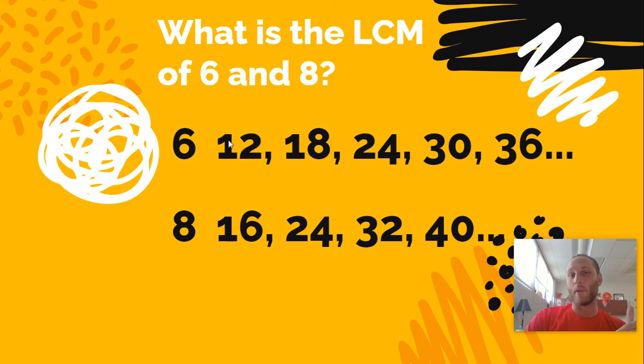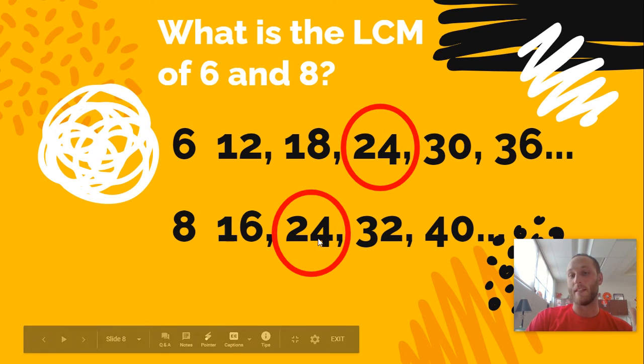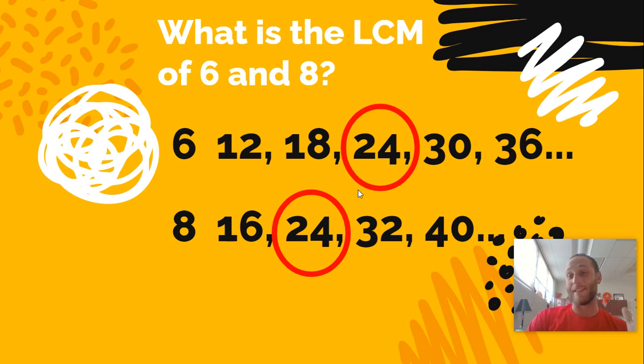So then I'm looking through both of these. Oh, I see that 24 shows up in both places, and that's the smallest number that I see, and it's the only number I see. So that is going to be the least common multiple: the least common multiple of 6 and 8 is 24.